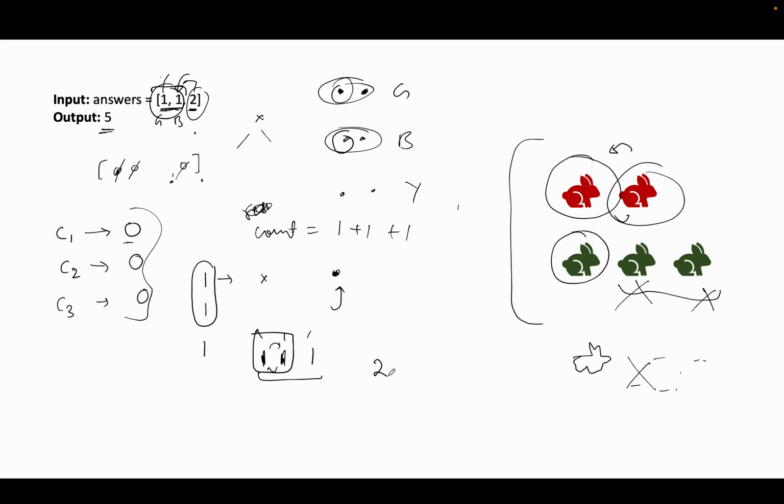Similarly, if some rabbits answer two, two, two, two, let's see the first three rabbits answer two. So maybe there are three blue rabbits. And we ask this one, this will say two. When we ask this one, this will say two.